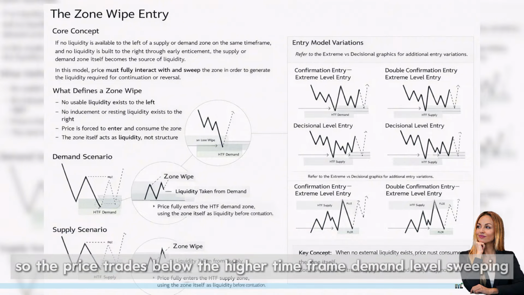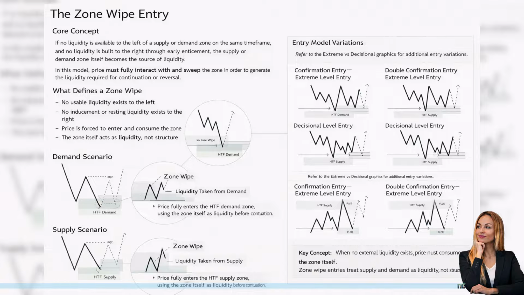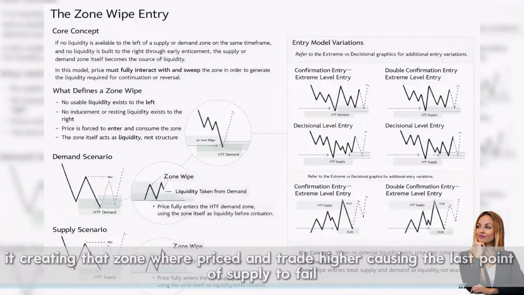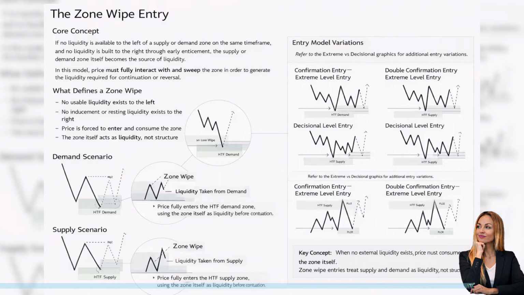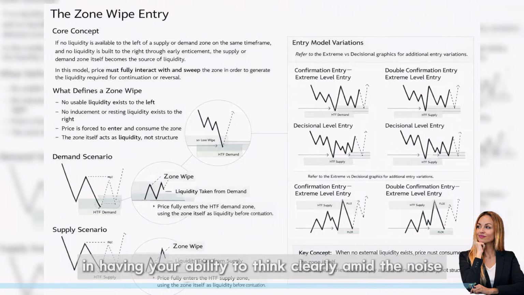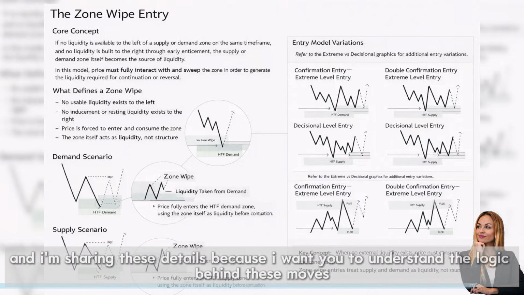So the price trades below the higher time frame demand level, sweeping it and creating that zone wipe. Price then trades higher, causing the last point of supply to fail. And we look for a long position from this newly created demand level. So ultimately, the most valuable asset is your ability to think clearly amidst the noise. And I'm sharing these details because I want you to understand the logic behind these moves.